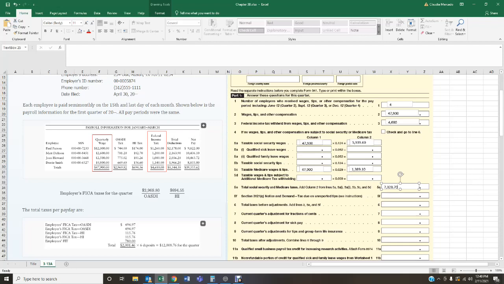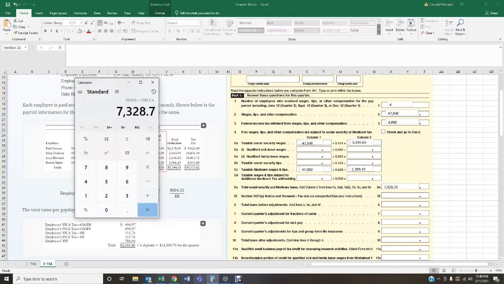Section 3.2, notice and demand. Tax due on unreported tips. We don't have any tips, so that is left blank. Total taxes before adjustments. We're going to add lines 3, 5E, and 5F. So we're going to do whatever it's telling us here. Line 3 is 4680. And then line 5E is 7328.70. And then 5F is blank, so we don't have to worry about it. So then what we have is a total of $12,008.70.